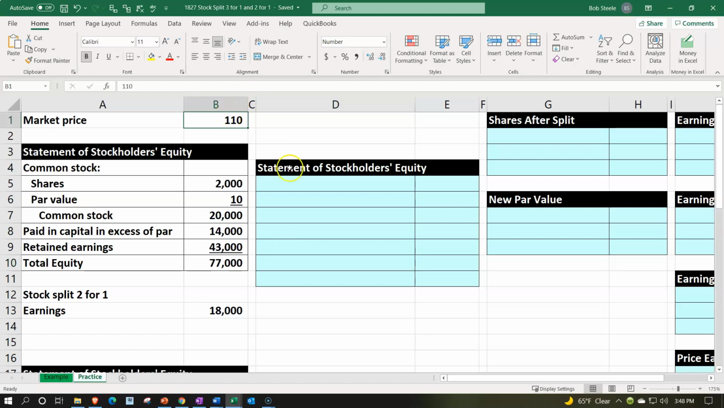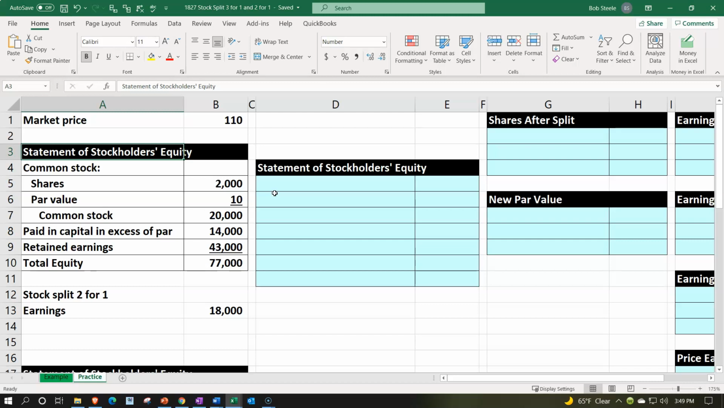So we have the market price up top at the $110. We have our statement of stockholders' equity, in essence, the equity section of the balance sheet before the stock splits taking place. And we want to think about what the impact on the equity section will be. Remember, when you're thinking about these types of problems, you can kind of think of the balance sheet, assets, liabilities, and equity. And we want to think of an adjustment that's really only going to have an impact on the equity section, meaning no impact or change on assets and liabilities, the balance sheet still remaining in balance.